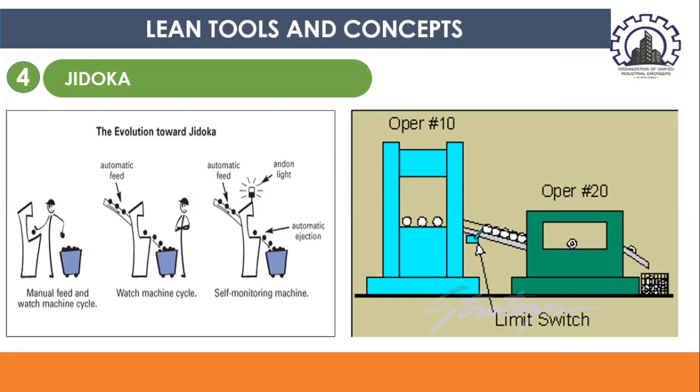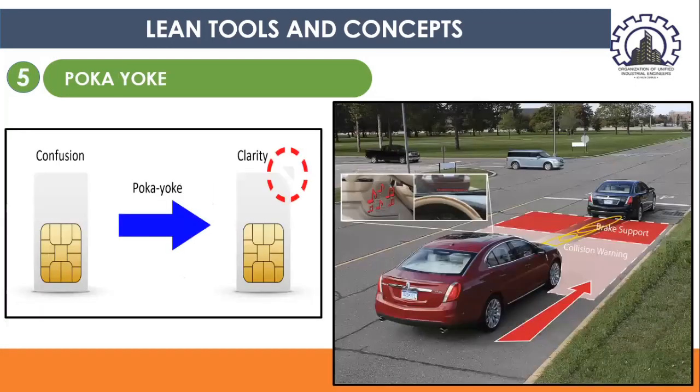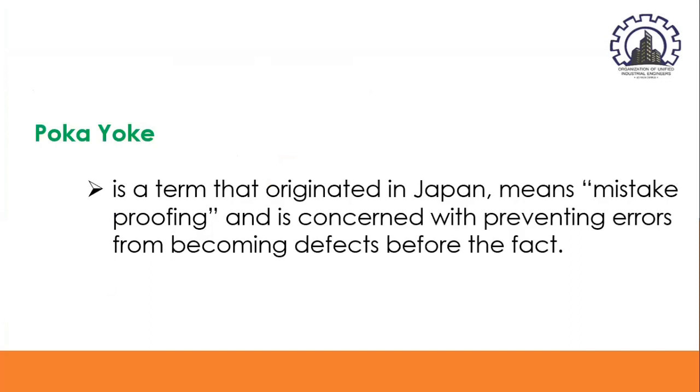And another lean tool and concept that we have is what we call Poka-Yoke. Poka-Yoke is a term that originated in Japan, which means mistake proofing, and is concerned with preventing errors from becoming defects before the fact. So in other words, Poka-Yoke is about prevention of errors. As much as possible, you need to prevent any error in order to avoid product defects.